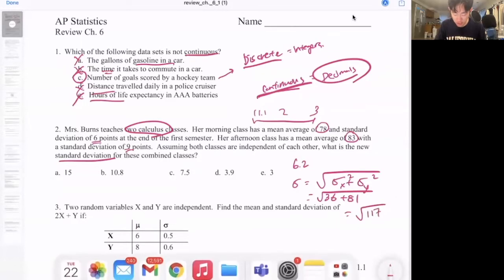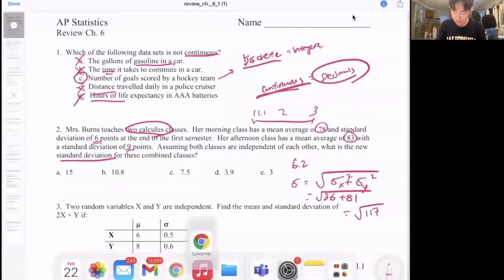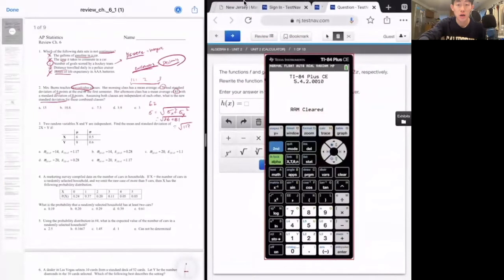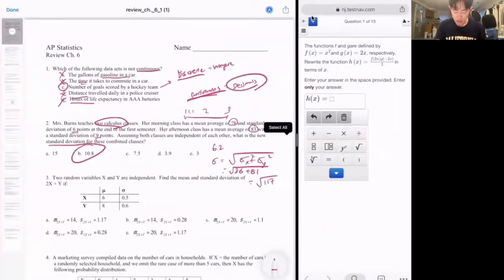So I'm going to pull up my calculator here. Let's see. I'm just going to do the square root of 117, and it gives me 10.8. So I'm just going to pick that as my answer and move on. All right, so the next one.